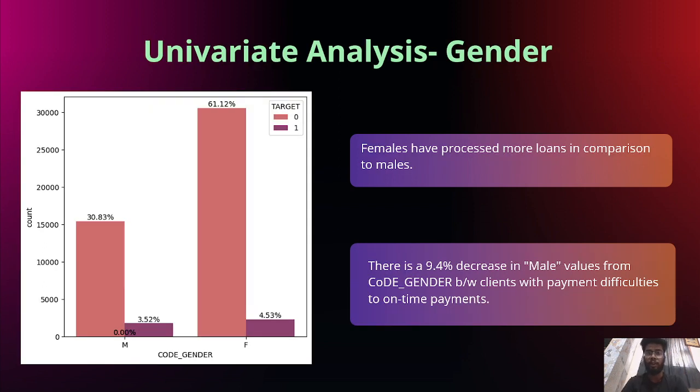Then we have come to univariate analysis. First we have checked the code gender. Females have processed more loans in comparison to males. There is a 9.4 decrease in males compared to females. Comparing clients with payment difficulty to on-time payers, females are making on-time payments more than the males.